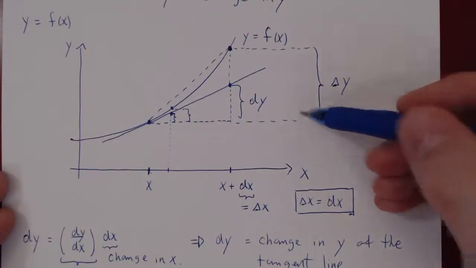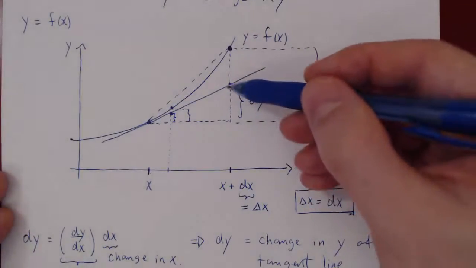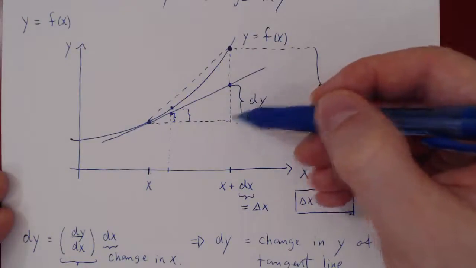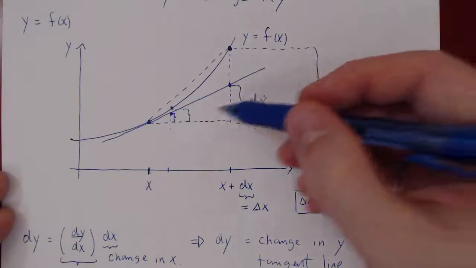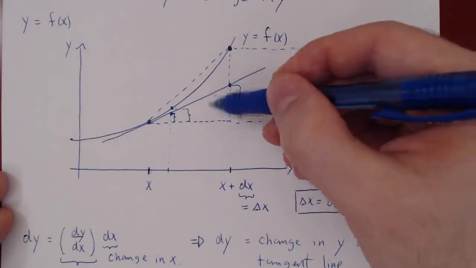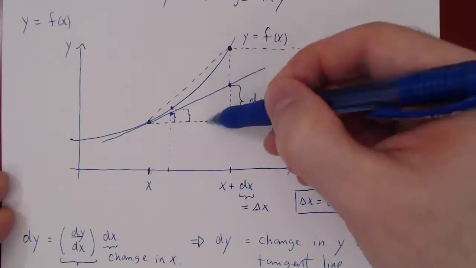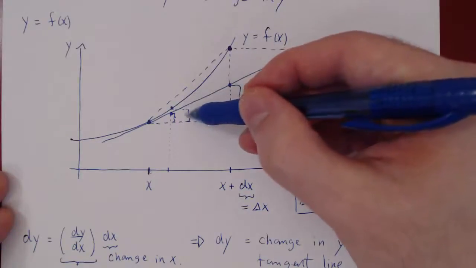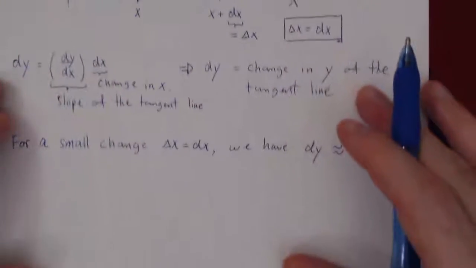Delta y is the exact change in the function, dy is the change in the tangent line, both in the y direction. But as we move closer and closer to the point of tangency, delta y and dy are getting closer and closer to each other.